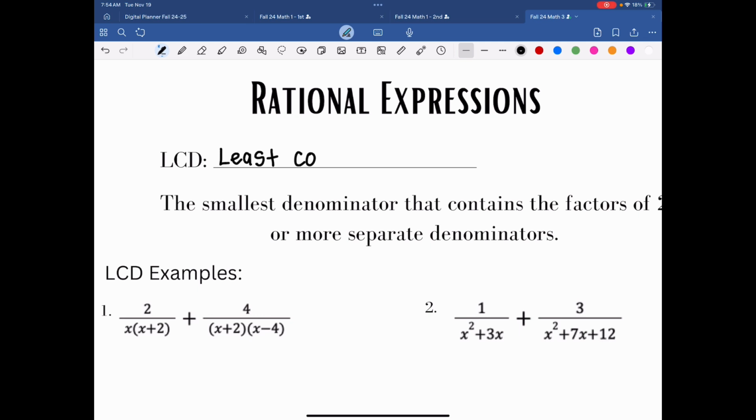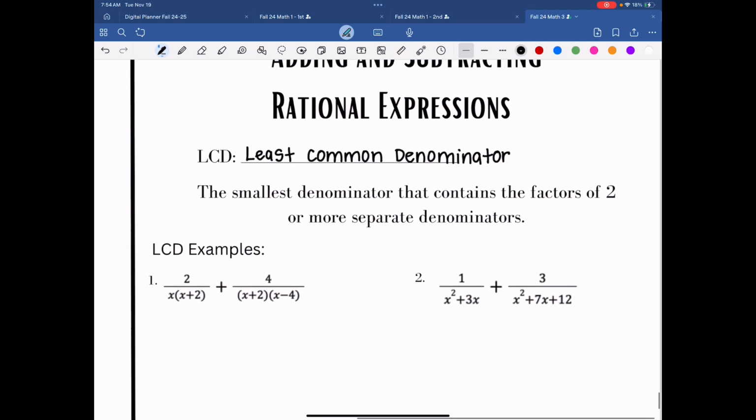When we're looking at the least common denominator, especially with expressions, we've got to make sure they all have, what do they have in common, and then what do they need to have in common because of what they have alike. So the least common denominator is the smallest denominator that contains the factors of two or more separate denominators.